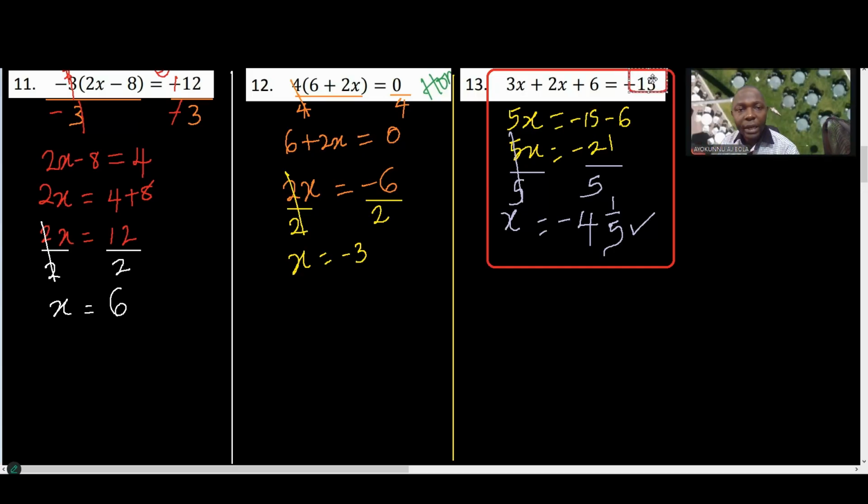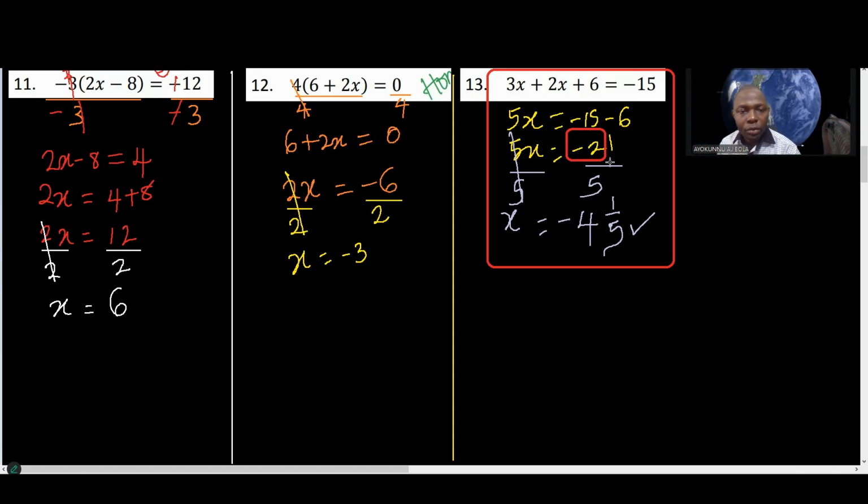15 was on the right side, right? Yes. So 6 was on the left side, but now it's only 5x that's on the left side of the equation. So the 6 has migrated, and that's negative, okay? Yes. All right. So where did negative 21 come from? Negative 15, negative 6, right? Yes. Okay, good. Hold on. We're going to continue shortly.